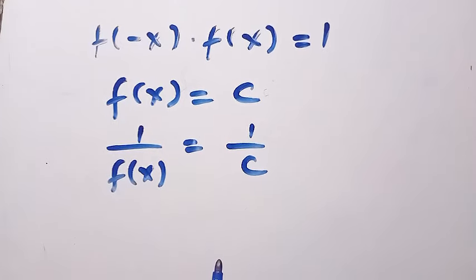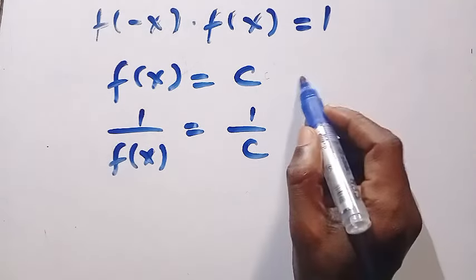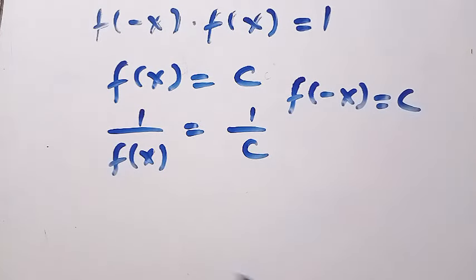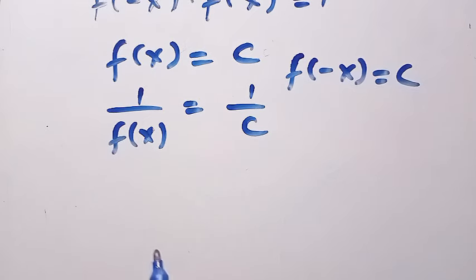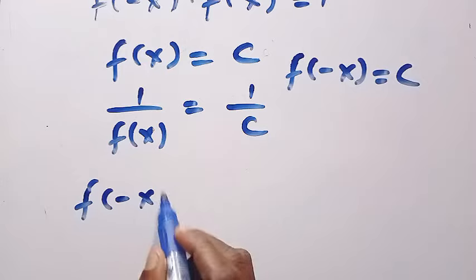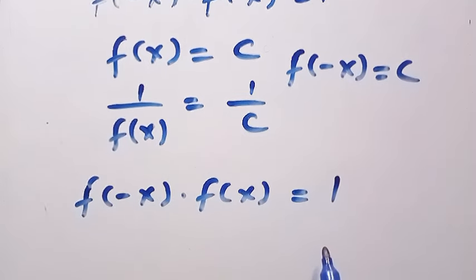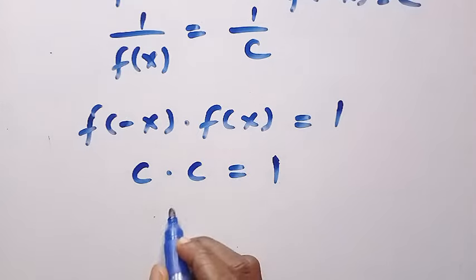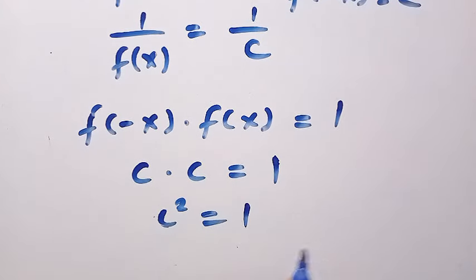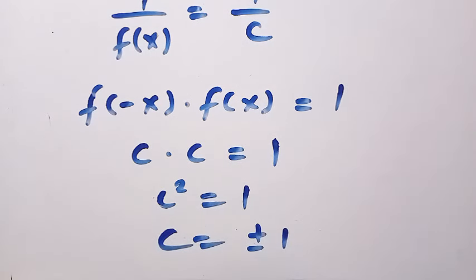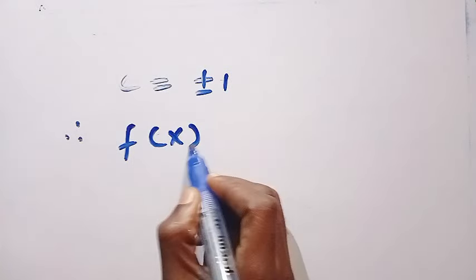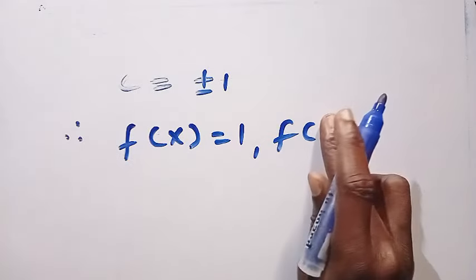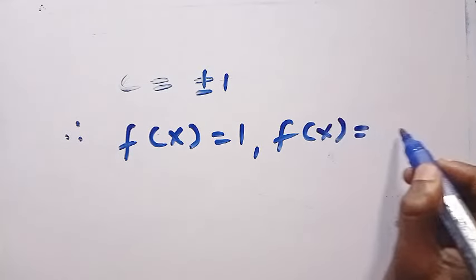And if we come back here, we are going to also see that f of minus x is also c, which is a constant as well. So multiply this together: f of minus x multiplied by f of x equals 1, so c multiplied by c equals 1. Therefore, we have c squared equals 1, and by c squared equals 1, c equals plus or minus 1. So our f of x will equal 1, and f of x will also equal minus 1.